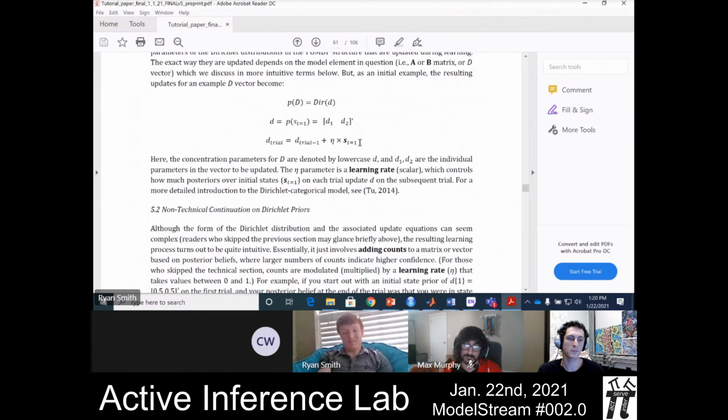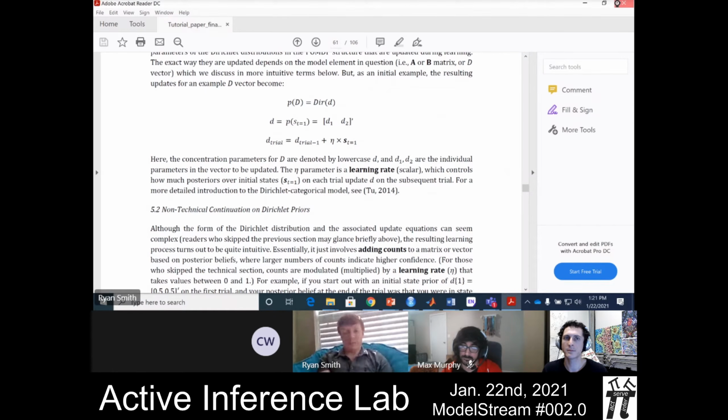That's literally it. Although I'm realizing that should be a minus, not an equals, I think. But little typos here and there. Anyway, that's really it. So it's not complicated at all. It's just add a count based on what your posterior was over states at the end of the last trial.